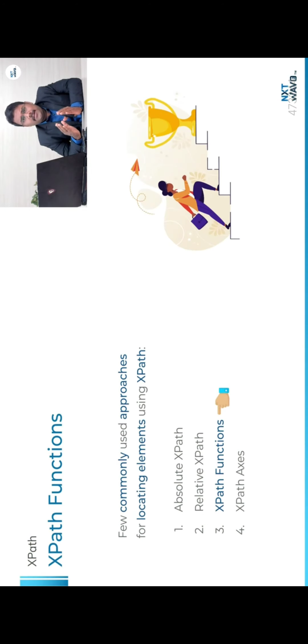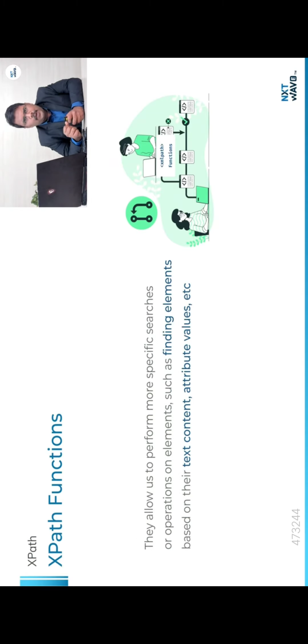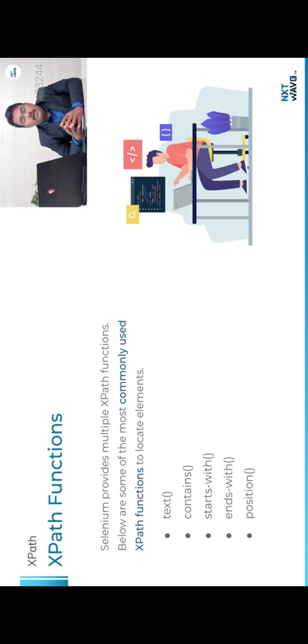Okay, so as we know, XPath functions is one of the most commonly used approaches for locating elements using XPath, right? And you can think of these XPath functions as special functions that will help us perform different kinds of operations on elements based on certain conditions or criteria. In contrast to the more generic absolute XPath or relative XPath, these XPath functions allow us to perform more specific searches and more specific operations on elements. Like you can find elements based on their text content, you can identify them based on their attribute values, and so on. Moreover, Selenium provides multiple XPath functions altogether, and some of the most commonly used ones are text, contains, starts with, ends with, position, and so on.